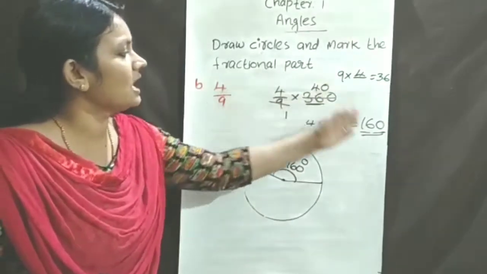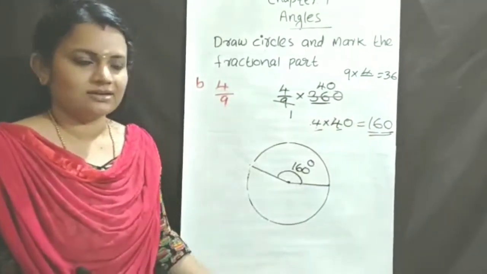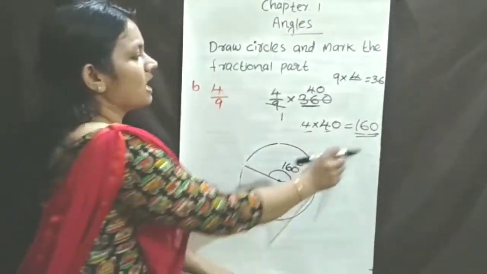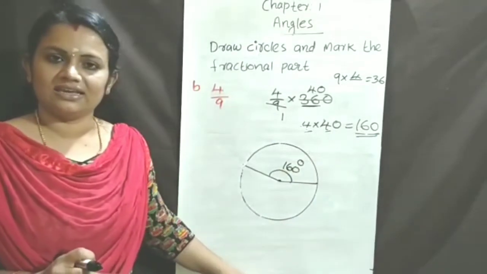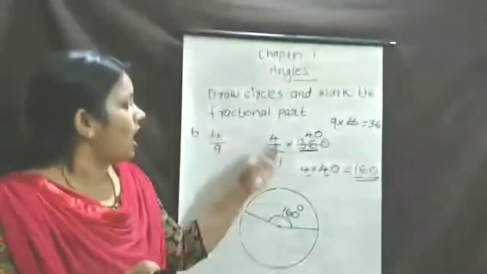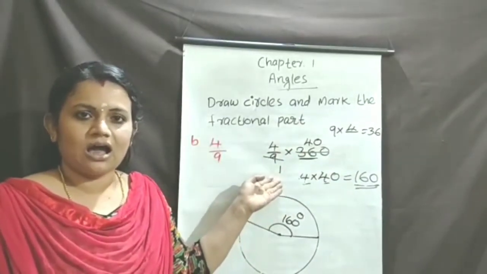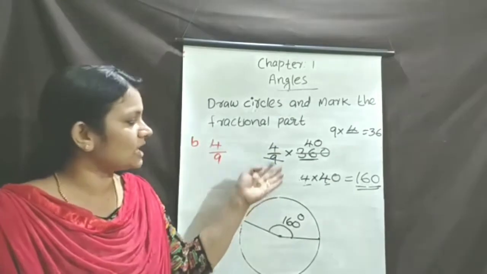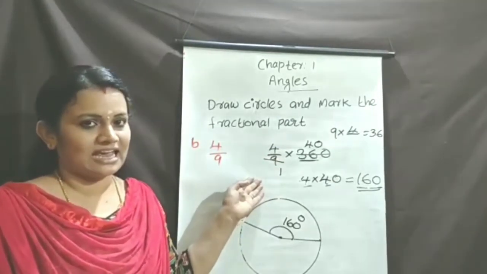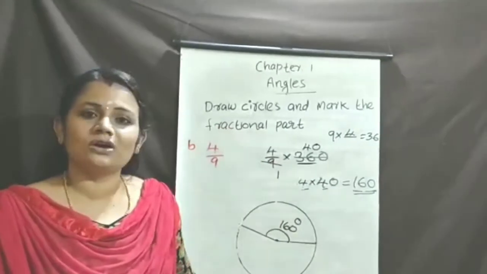When the fraction is given, you find out the degrees, the angle of measurement. 160 degree. Again draw the circle and mark 160 degree. Understood? Then how to solve this problem? First of all, you should study the multiplication table. Otherwise, you can't understand how to solve this problem. So, you should study the multiplication tables well. You understood all these topics?